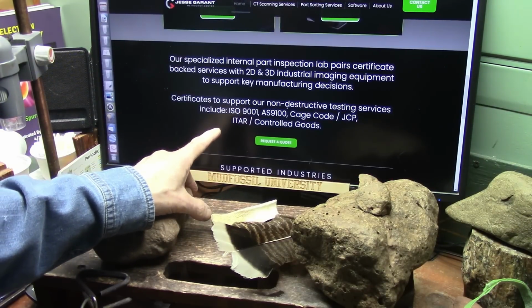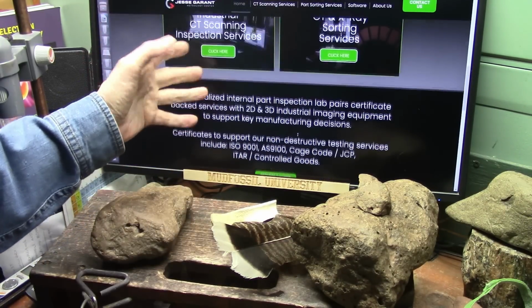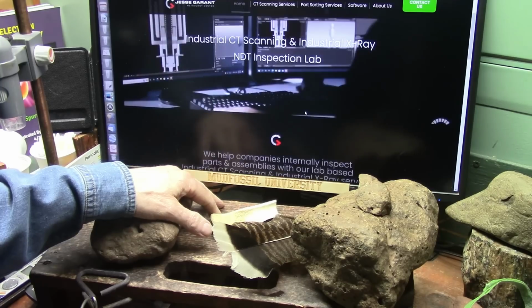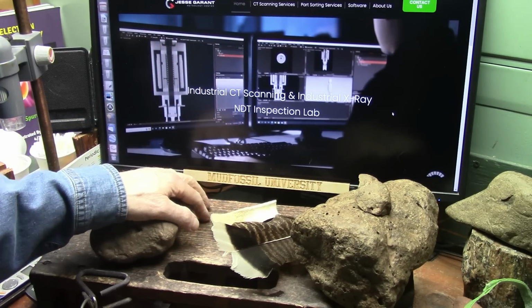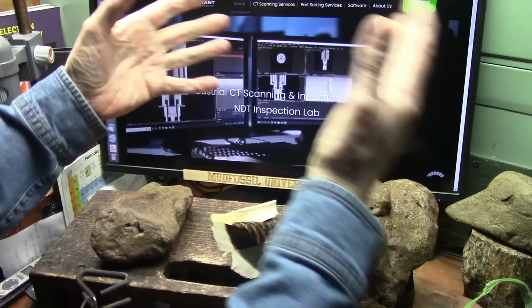Certificates to support our non-destructive testing services. ISO 9001, they got all kinds of certificates and awards and everything else. These guys are top shelf. And that's why I always try to go to the top guy. And I did. I went to the top guy in everything.